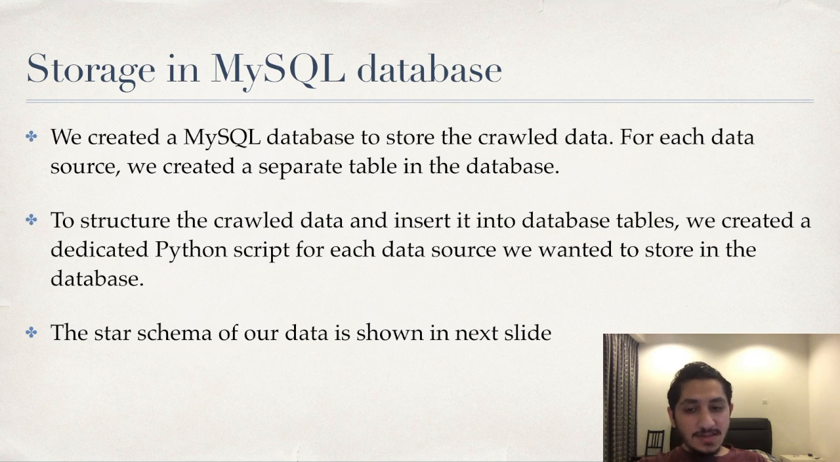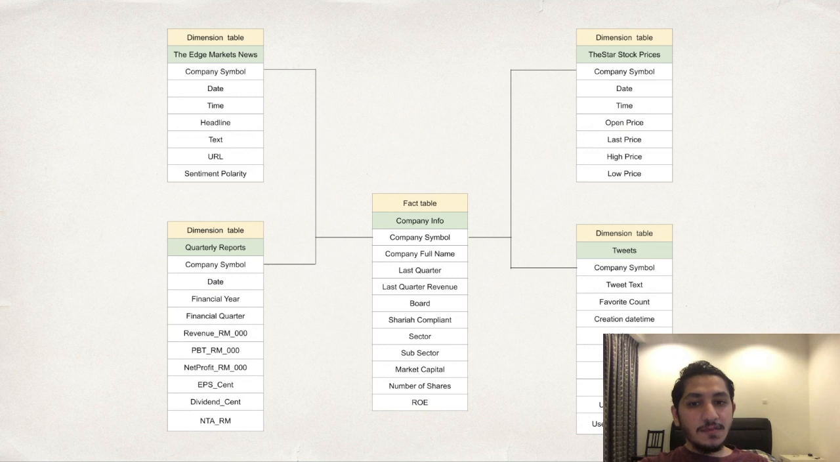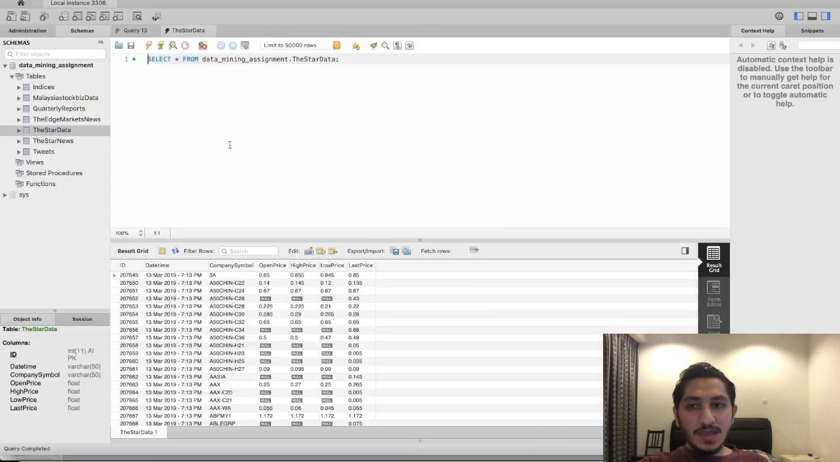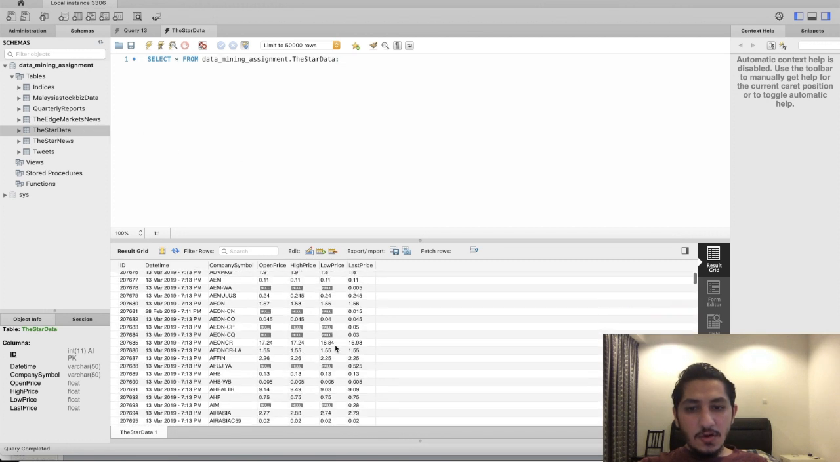We drew the star schema of our data, which is shown in this slide. We have the company info in the middle, which has general information about the company. We have a table for stock prices, for tweets, a table for news, another for quarterly reports. So before we move to data interpretation, let's see the database. Here is the database that we created, and here are tables. Each table has the data of one data source.